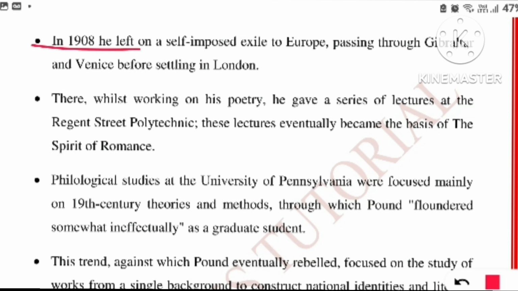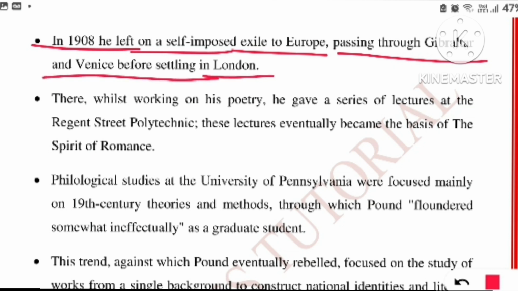In 1908, he left on a self-imposed exile to Europe, passing through Gibraltar and Venice before settling in London. This exile was self-imposed. It was not done by any authority, but he did it for himself. It was a self-promise. Why did he do it? That is uncertain yet.